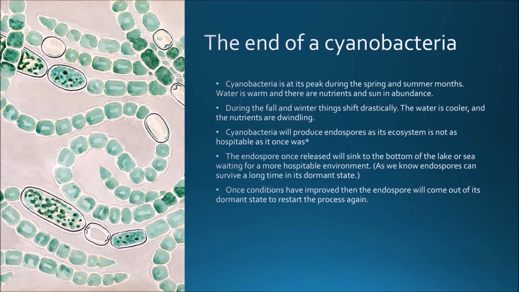After seasons change from spring and summer with the blooms and everything, it will start to die down during the autumn and the winter months because the environment's changing, there's not enough nutrients and everything, so it does produce endospores. So when everything's pretty much exhausted, it will release the endospores, and the endospore, depending where it's at, will bury itself in the ground and just wait for the environment to be more hospitable for it to start the cycle again.